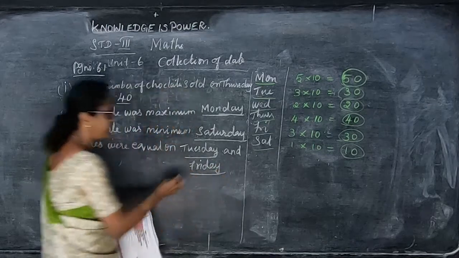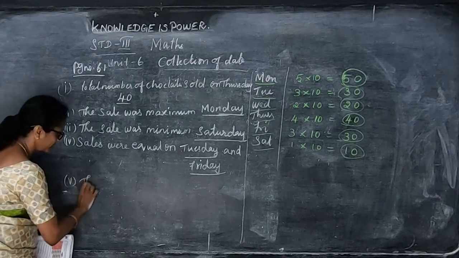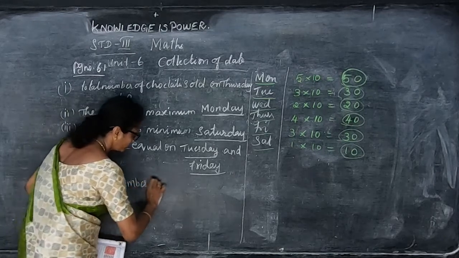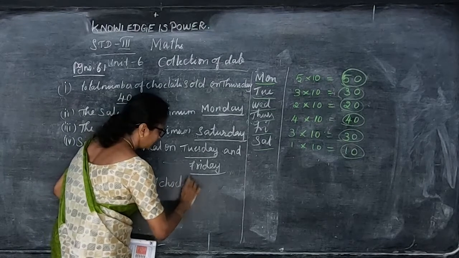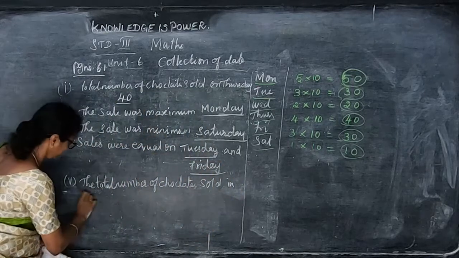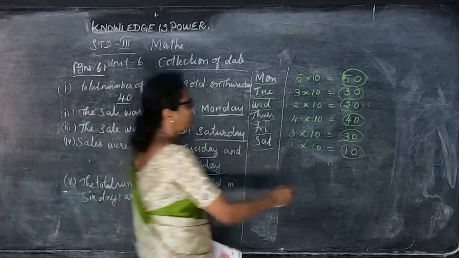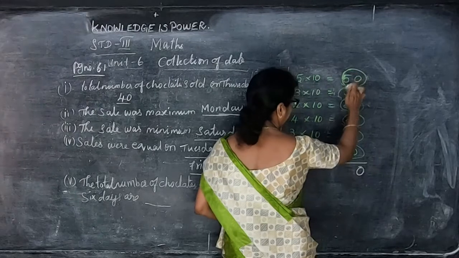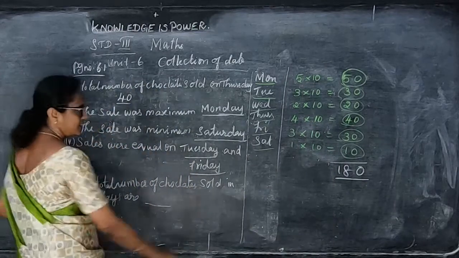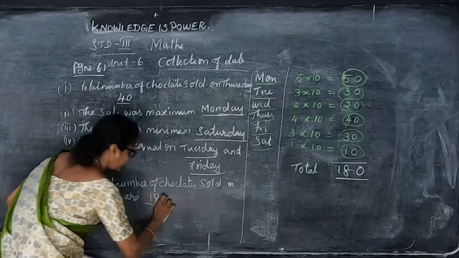Tuesday and Friday. Okay. Now, the total number of chocolates sold in 6 days. So you have to add all these numbers. Put 0, 5 plus 3 is 8, 10, 14, 17, 18. So this is the total. That is 180. Okay, children?